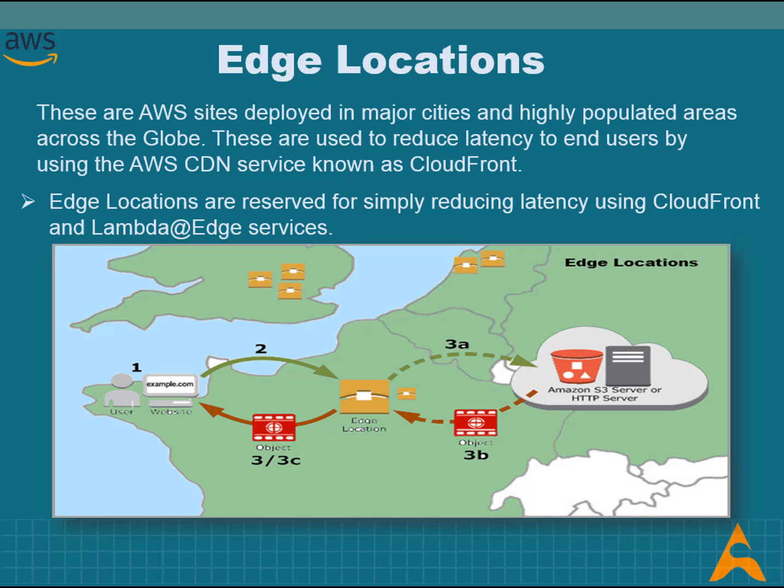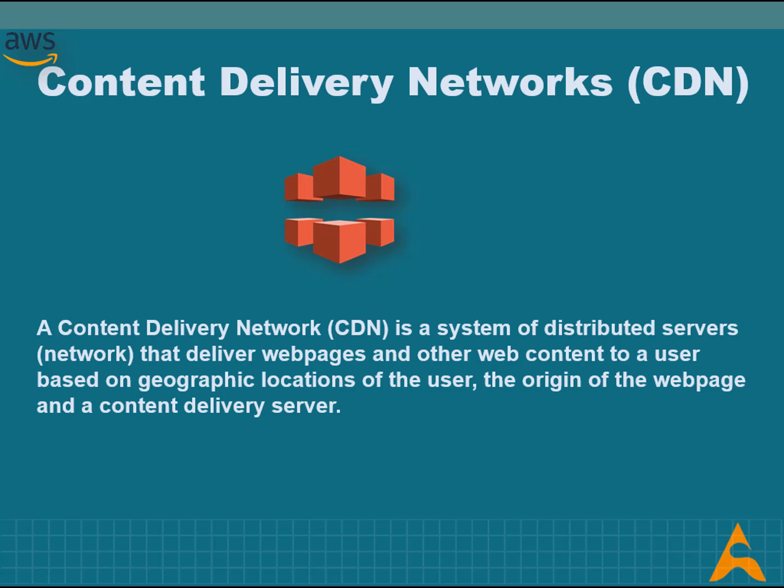CloudFront is a content delivery network, while Route 53 is Amazon's DNS service, and you can actually register domain names through Route 53. We'll talk about this in detail in our upcoming sessions. So it is important to understand CDN technology. So what is actually a CDN? A CDN is a system of distributed servers that deliver pages and other web content to a user based on the geographic location of the user, the origin of the web page, and the content delivery server.